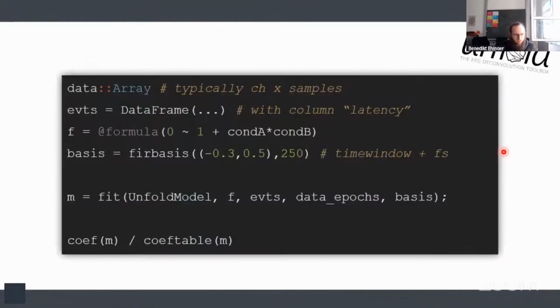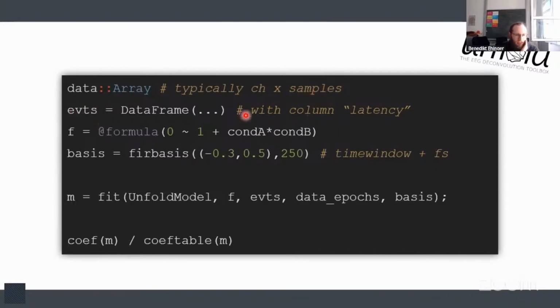Now, how do we do this in Unfold? In Unfold, we slightly shift gears. We have to define one more thing. The data before was channels times time points times epochs. Now, you remember, we have to analyze the continuous EEG. So now we have just channels times samples, one big matrix. We also still have the events.